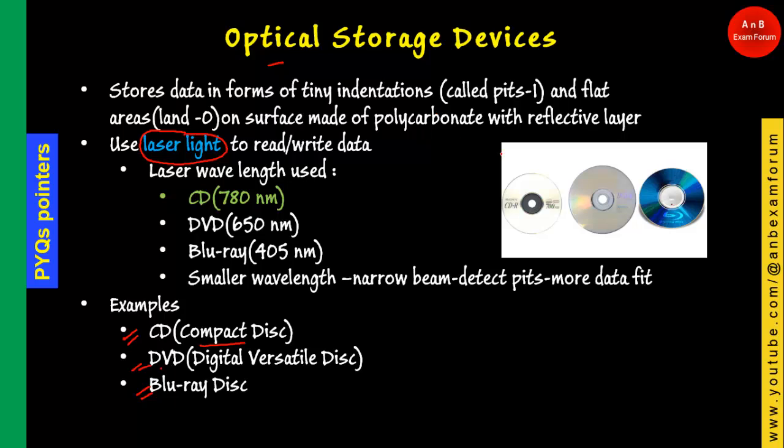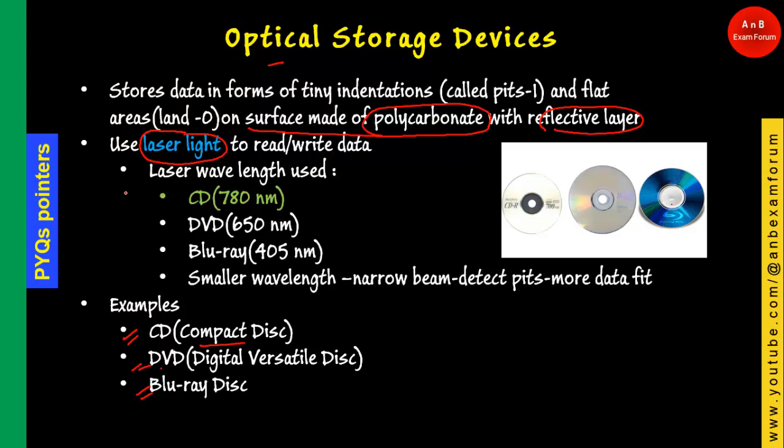Because this CD has a certain surface which is made up of a polycarbonate refractive surface. This is for your information only, and it stores the data in the form of pits and lands. Some pits and lands are there inside the CD or DVD, with the help of which it is able to identify whether it is 0 or 1. In other words, it is going to store the data in this particular device.